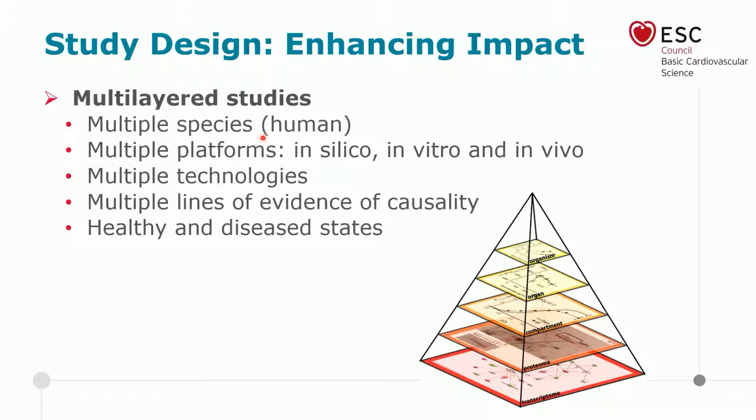Include also some human samples, so that what you're observing in your animal work is at least to some degree replicated. If you're studying a protein that's not present in humans but only in mice or pigs, immediately the question is, so how relevant is this? So use multiple platforms. You can use in silico, in vitro, and in vivo, multiple technologies, also multiple lines of evidence of causality, and very important, I think, also for a basic science journal of the European Society of Cardiology, not only healthy but also diseased states.